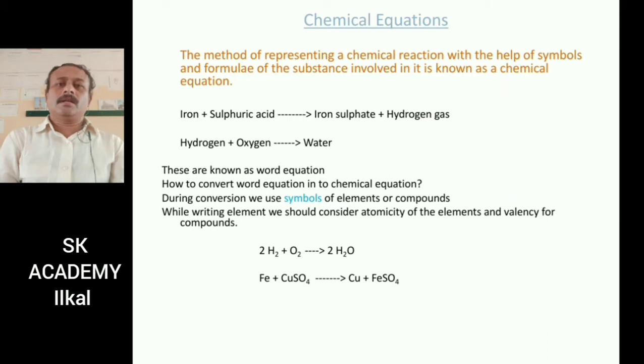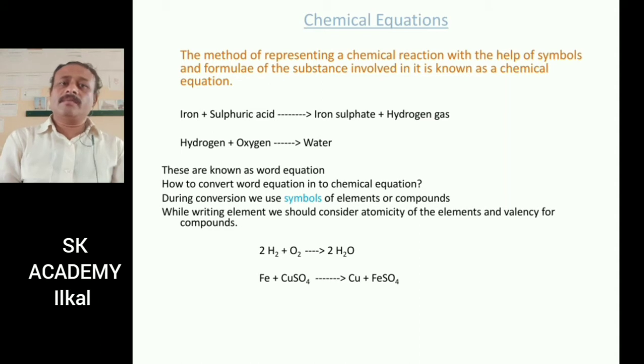Well, in yesterday's class we discussed how to write word equations, and I also mentioned how to convert that word equation into chemical equations. So, how do we convert a word equation into a chemical equation? During the conversion, we use the symbols of the elements and formulae for the compounds. That's very important. For elements, we have to use the symbols. For the compounds, we have to use the formulas.